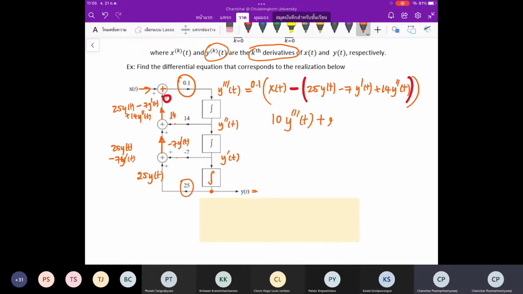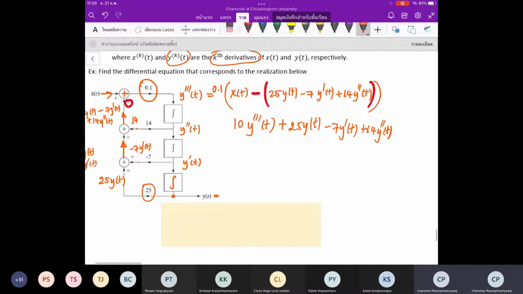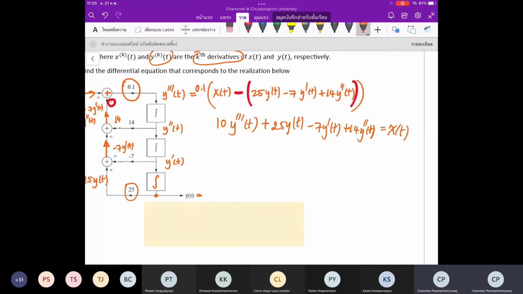So we got plus 25 y(t), minus 7 y prime t, right? And plus 14 y double prime t, and equal to x(t). That's what we have, the differential equation of the form. Is that right? Hopefully.